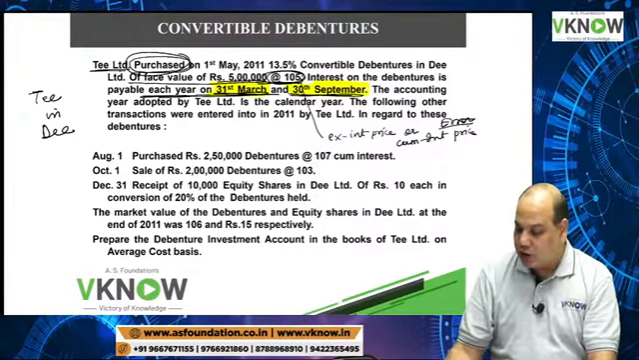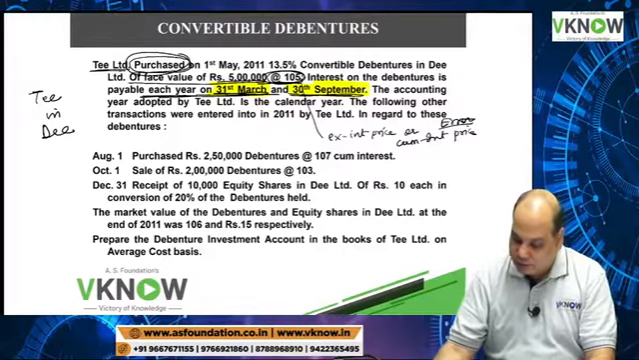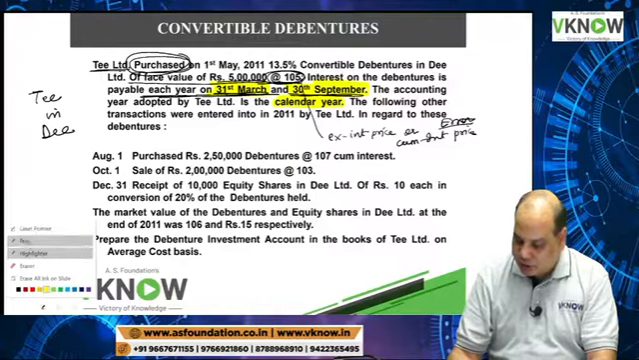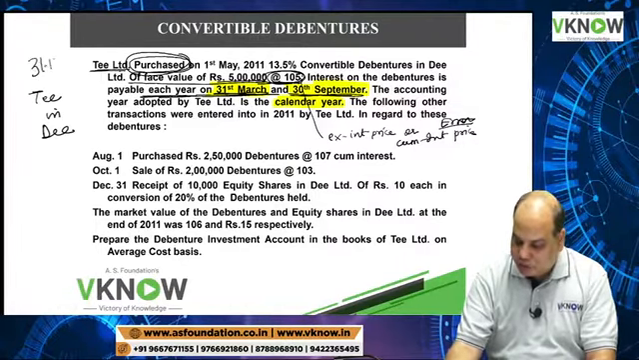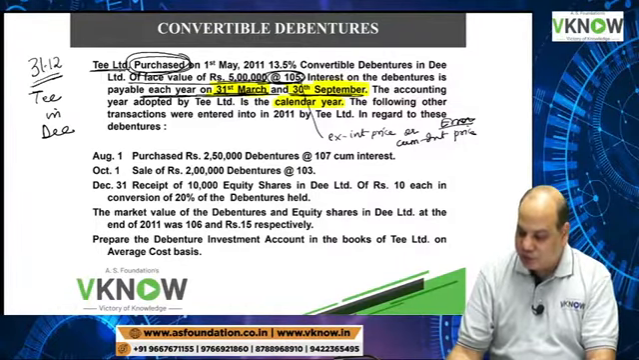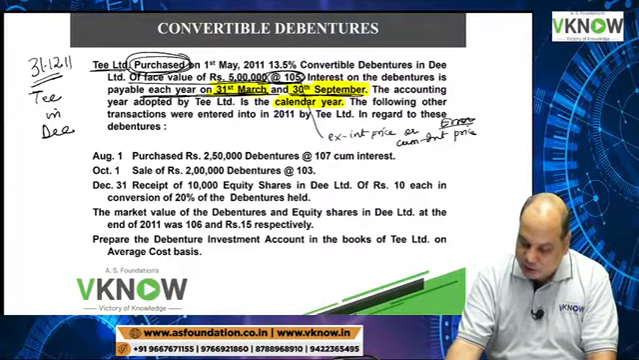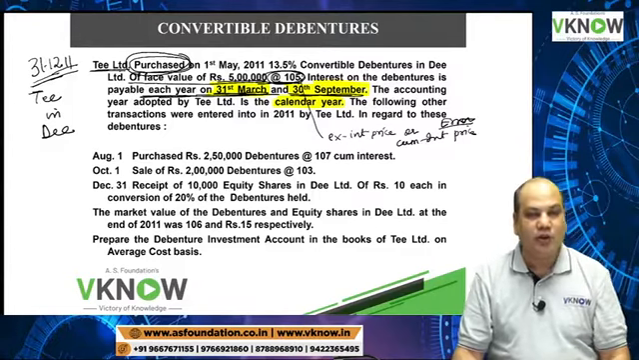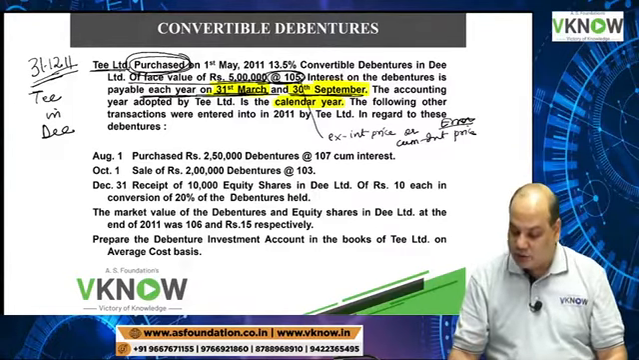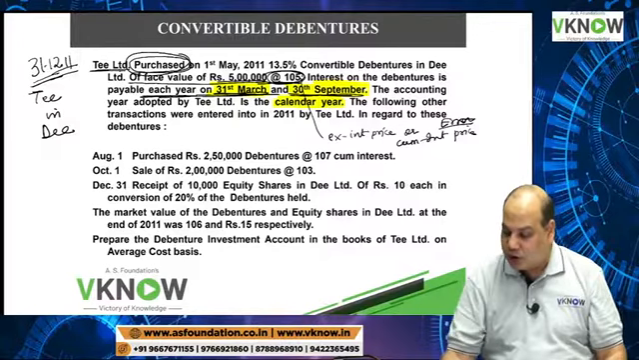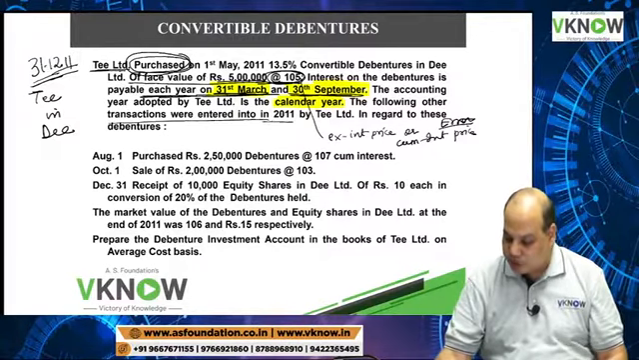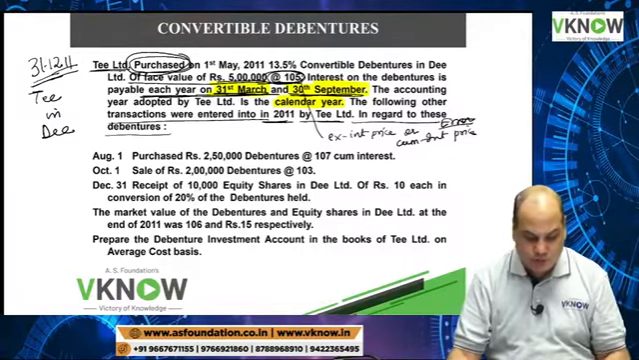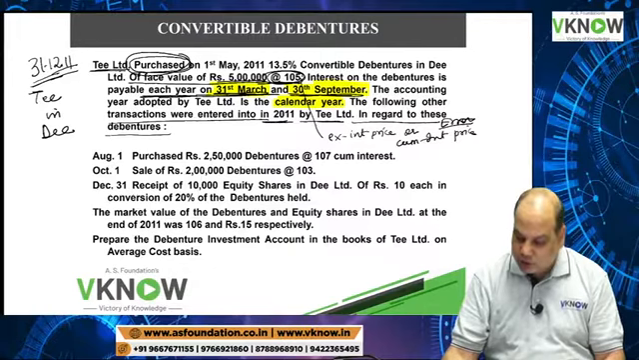The accounting year adopted by T Limited is the calendar year. Accounting year is calendar year means the year ending date will be 31st December. In this example, the year ending date will be 31st December 2011. Mark it somewhere. The following other transactions were entered into in 2011 by T Limited in regard to this debenture. So some more transactions they have entered into.